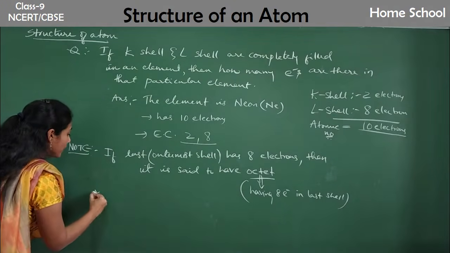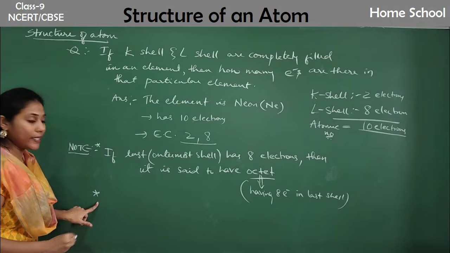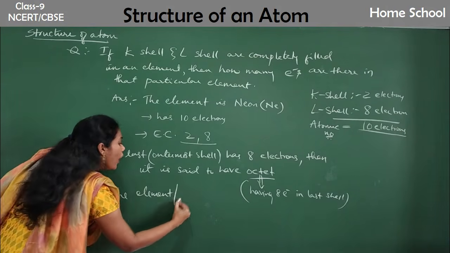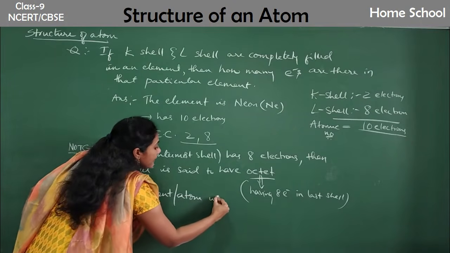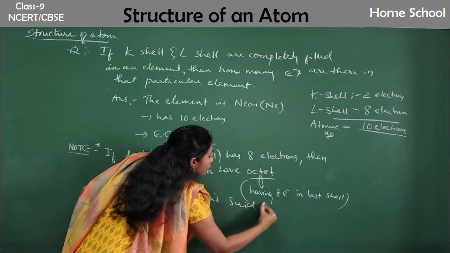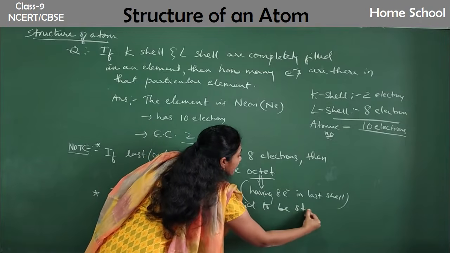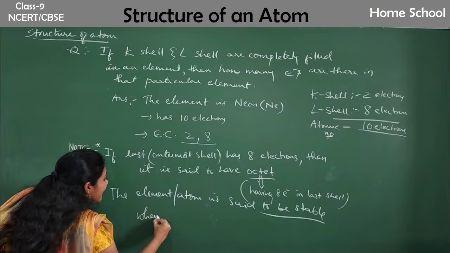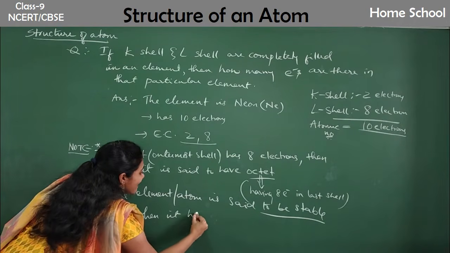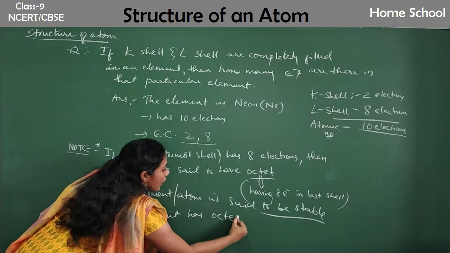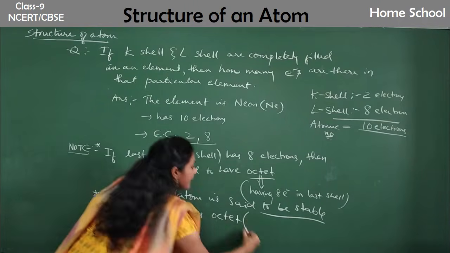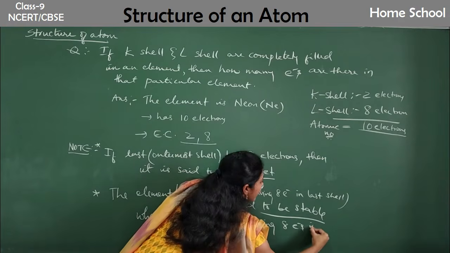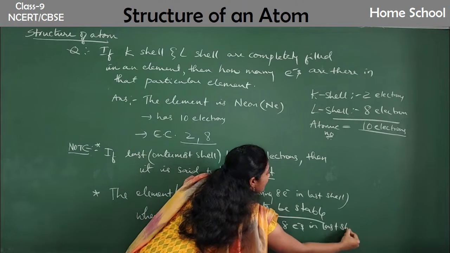Second point under note. This is the first point, this is the second point. The element or atom is said to be stable when it has an octet. Octet in the sense what? Having 8 electrons in the last shell.